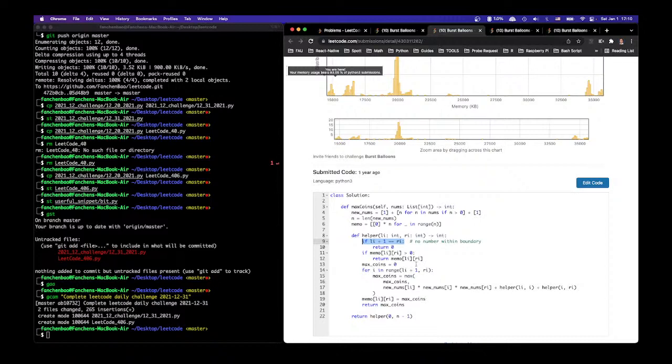Left plus 1. Nums left times this times nums right plus helper left to I and I to right. What the hell is this? What the hell is this?